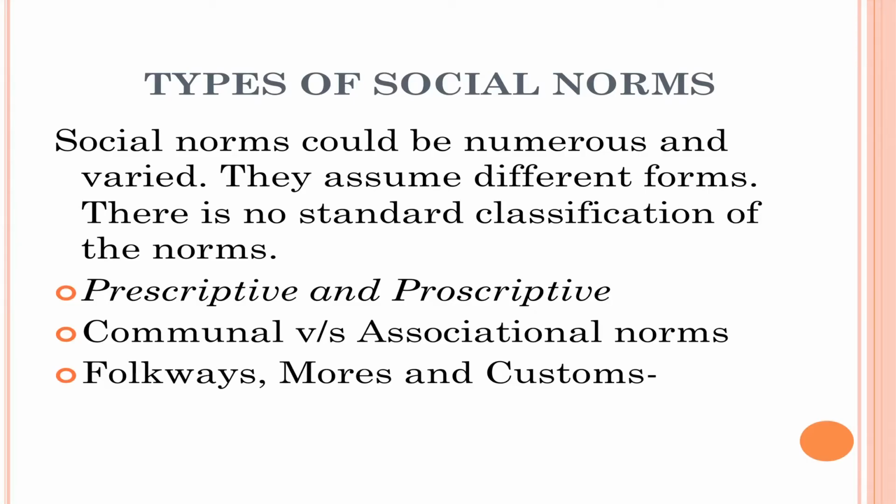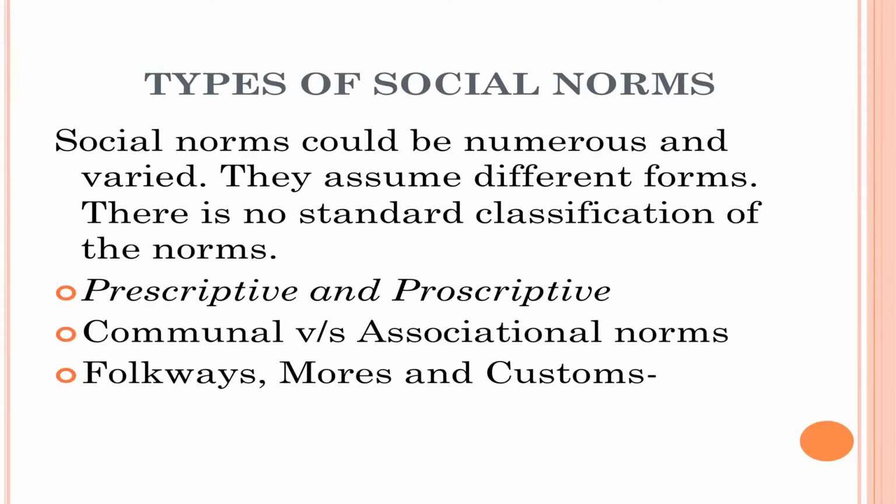Now after having a discussion of the characteristics of norms, let us discuss what the types of norms are, whether we have different forms of norms or not. Sociologists in different literature discuss different forms of norms, but here we will limit ourselves to 3-4 important types of norms which are very popular. The first category, very popularly known, is prescriptive and proscriptive. Prescriptive is that which is prescribed to you.